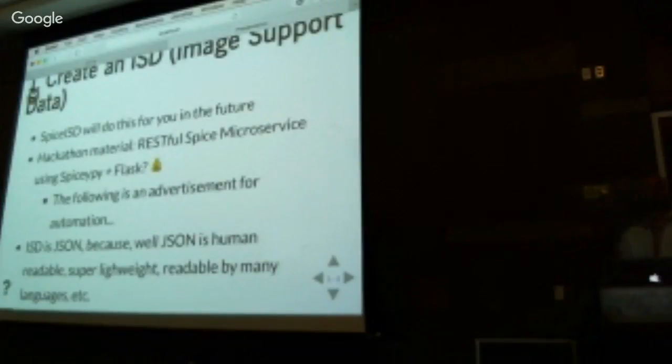In the future, I think Moses answered a question about REST and Spice. We're hoping to be able to create one of these image support data things out of a RESTful service. So plugging Andrew's project, SpicyPy, is a great way to do that with Flask. So we're hoping to check something like that out in the future. The ISD is JSON, because JSON is, I would argue, super human readable, lightweight. Works wonderfully on the JavaScript side, so it's a nice non-spec spec to be conforming to.